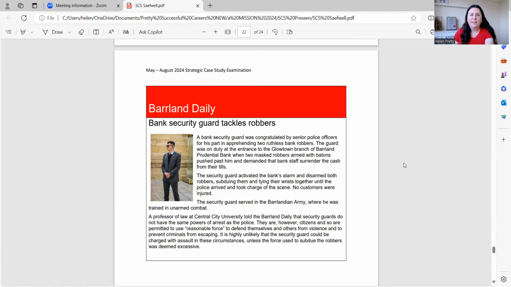The professor of law at Central City University told the Barland Daily that security guards do not have the same powers of arrest as the police. They are, however, citizens and are permitted to use reasonable force to defend themselves and others from violence and to prevent criminals from escaping. It is highly unlikely that the security guard could be charged with assault in these circumstances unless the force used to subdue the robbers was deemed excessive.